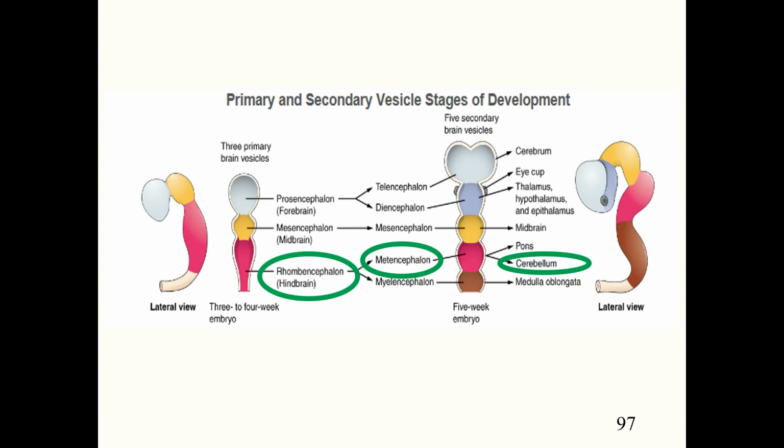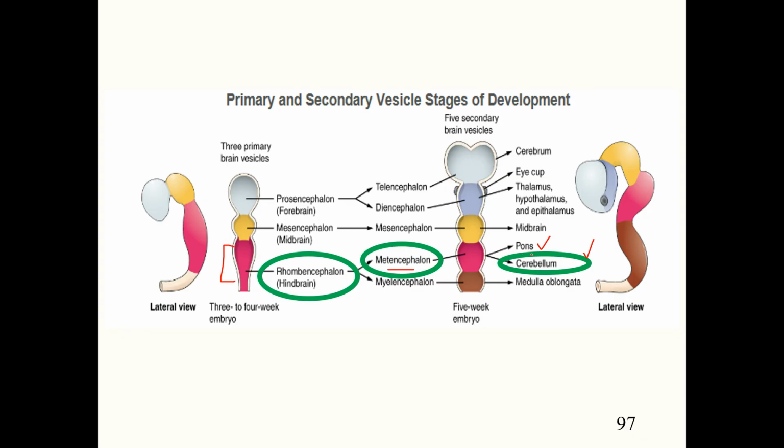So again, it came from the most posterior primary vesicle, the rhombencephalon. And then remember that primary vesicle differentiated into two, the metencephalon and the myelencephalon. Now, the metencephalon is going to form the pons and the cerebellum. If you look at the location of the pons and the cerebellum, they're directly across from each other, with the medulla oblongata being lower down.